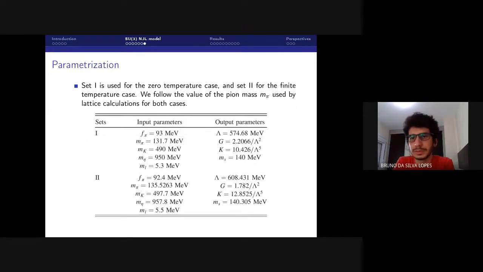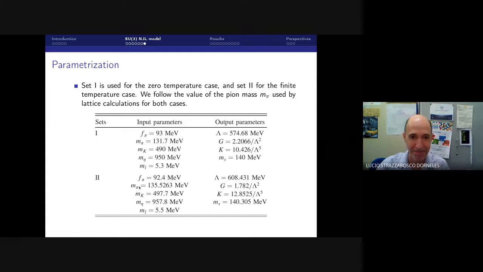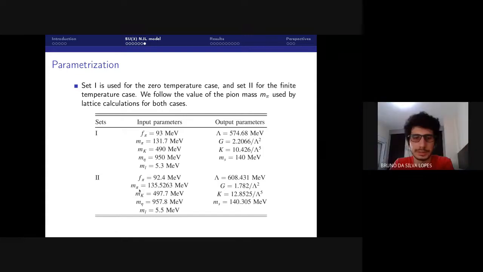To obtain numerical results, we need to use a parameterization. In this work, we use set 1 for the zero temperature case and set 2 for the finite temperature case. Here we fit the values of the pion decay constant, the masses of the pion, the kaon and eta mesons, and the mass of the light quarks.